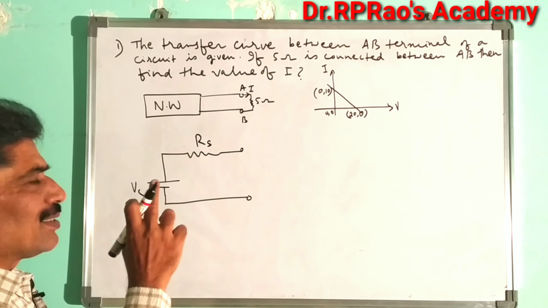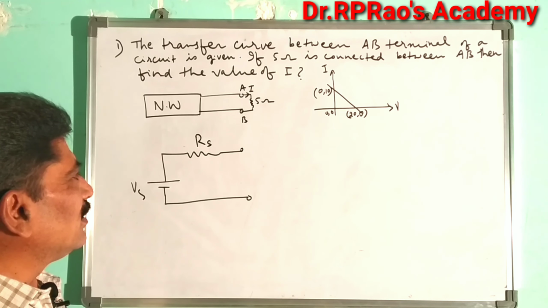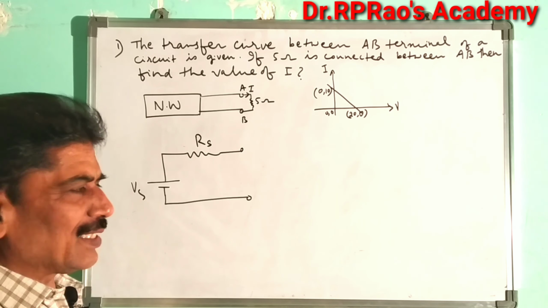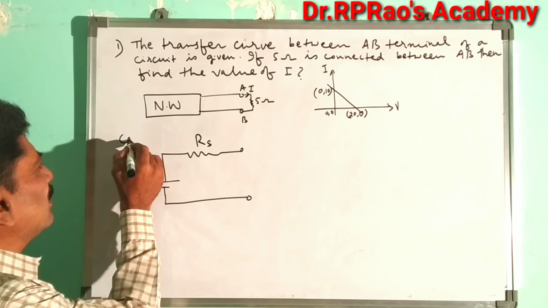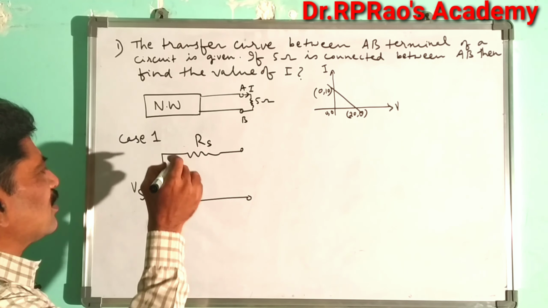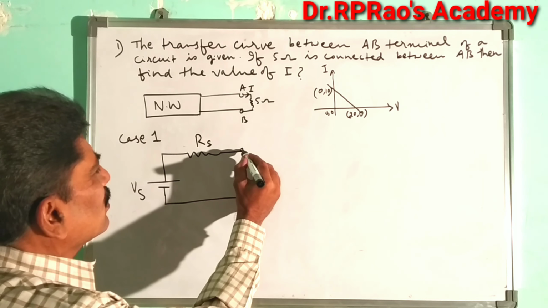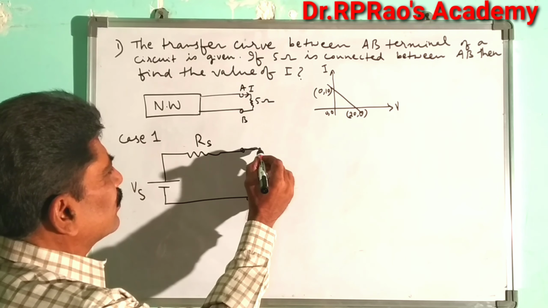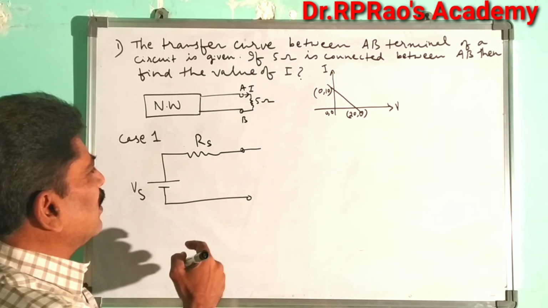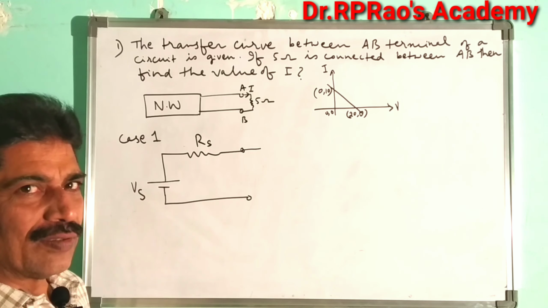In case 2 we will consider a current source in parallel with a source resistance. Let this be case 1. Case 2 will consider a current source. Now it is an open circuit, current won't flow in the circuit since it is open.